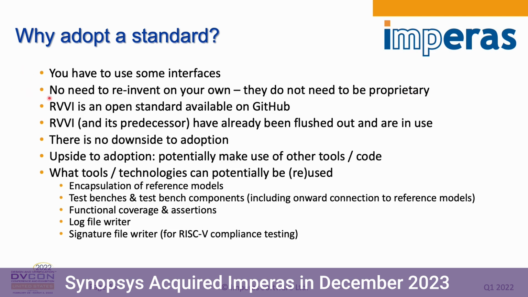That's fine. And we're going to be talking about RVVI, the RISC-V Verification Interface, which is available on GitHub. We'll talk about where it comes from, because it has been used as it is for a while, and it was also flushed out in a previous version that we evolved this from. There really is no downside to its adoption, and the upside is you can potentially make use of other tools. The types of tools that can be used include reference models, and Imperas has a solution in that area. Test bench components can also be used, like functional coverage and assertion, log file writers, and signature writers. There are several reasons why it would be good to adopt standards.